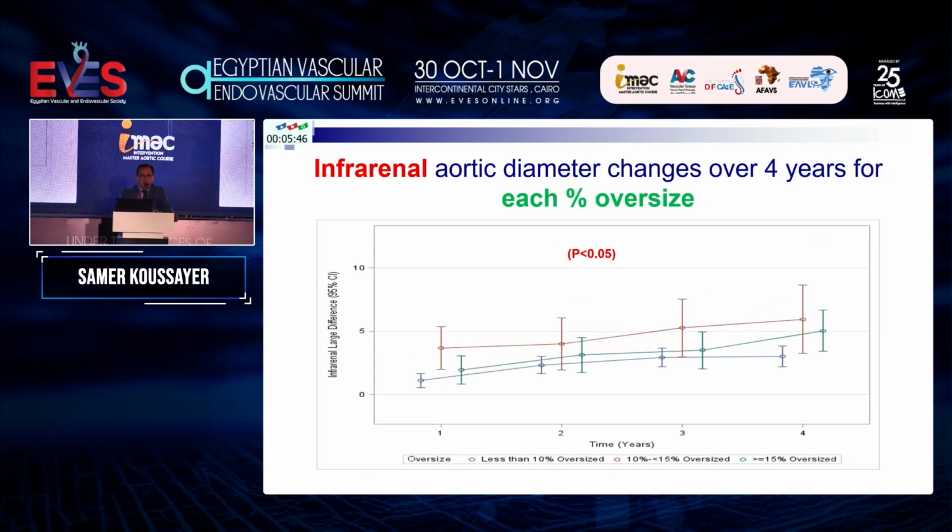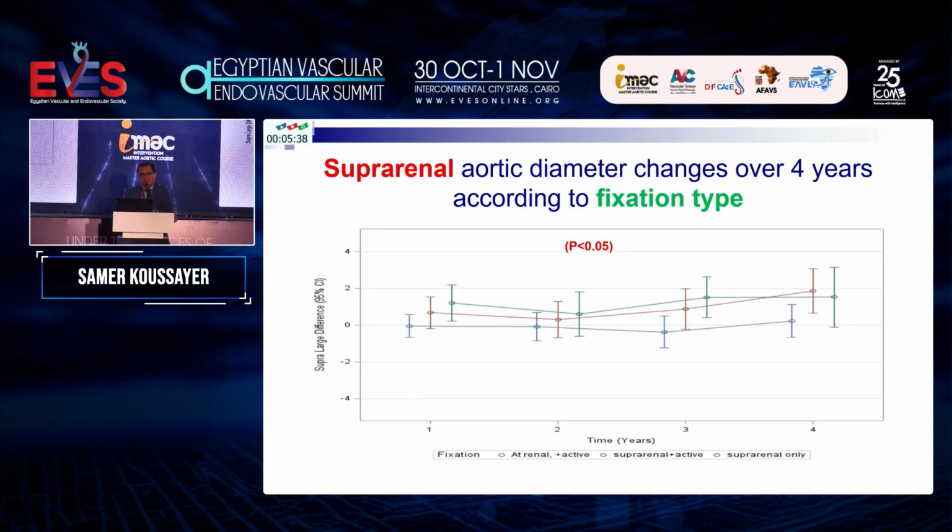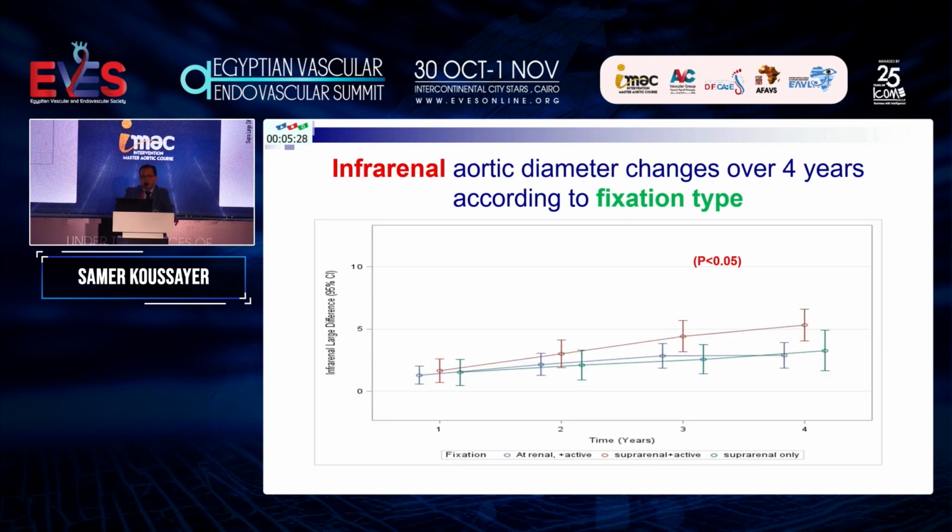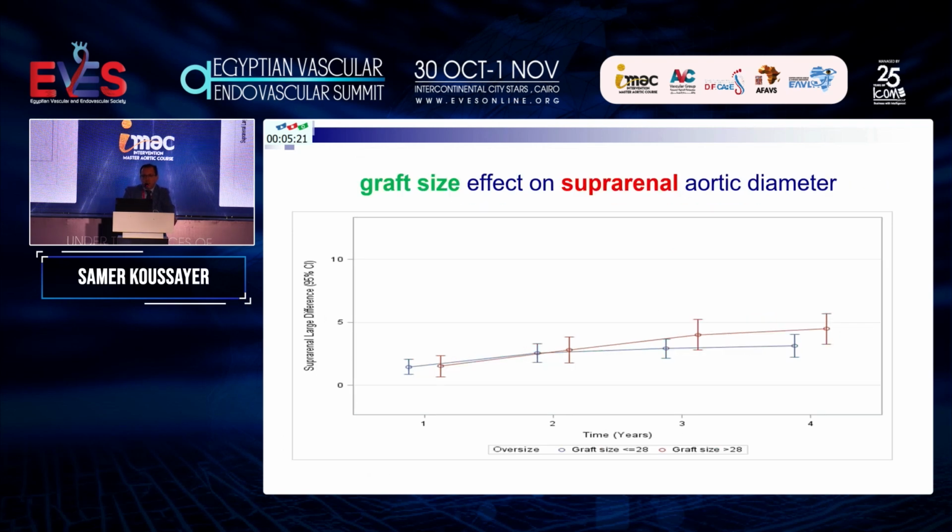For the infrarenal aorta, the same: the majority of dilatation happened when you oversized more than 10 to 15%. What about the fixation type? He found that the suprarenal aorta dilated the most if you used devices with suprarenal active fixation, compared with the other kinds of fixation. And the same for the infrarenal aorta: again, the majority of the dilatation happened if you used a device with suprarenal fixation.